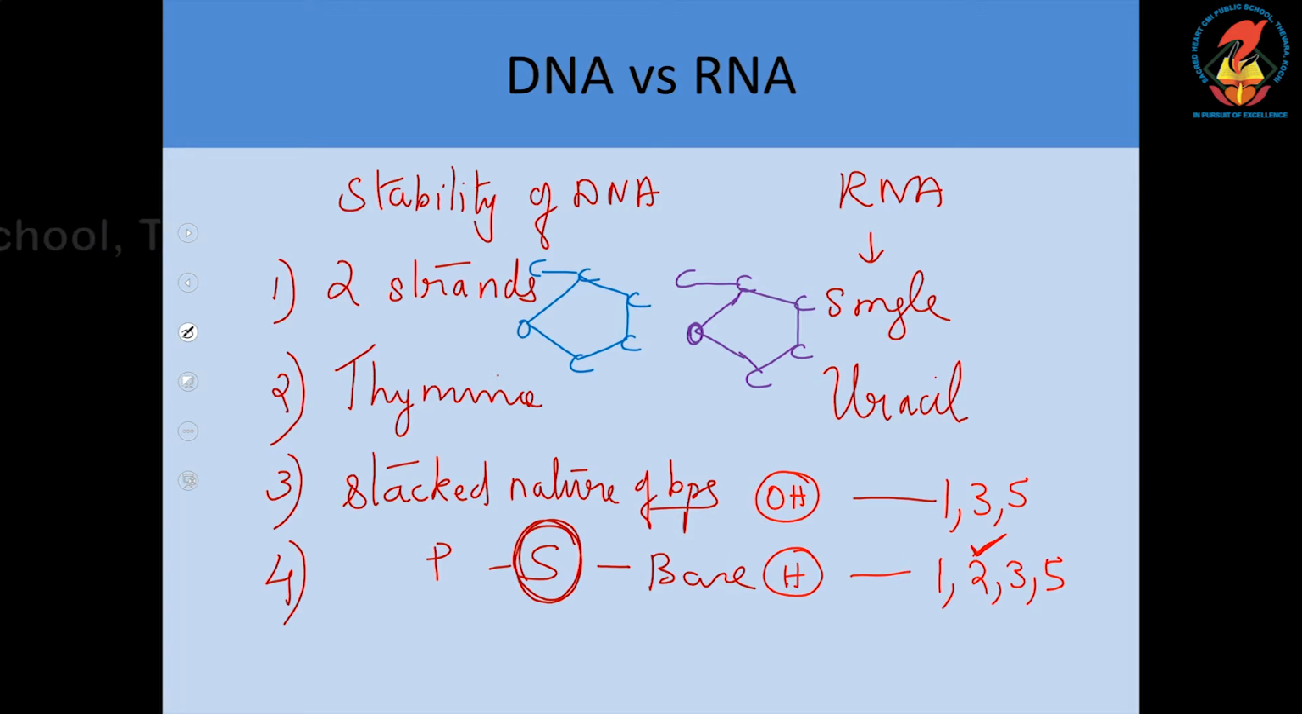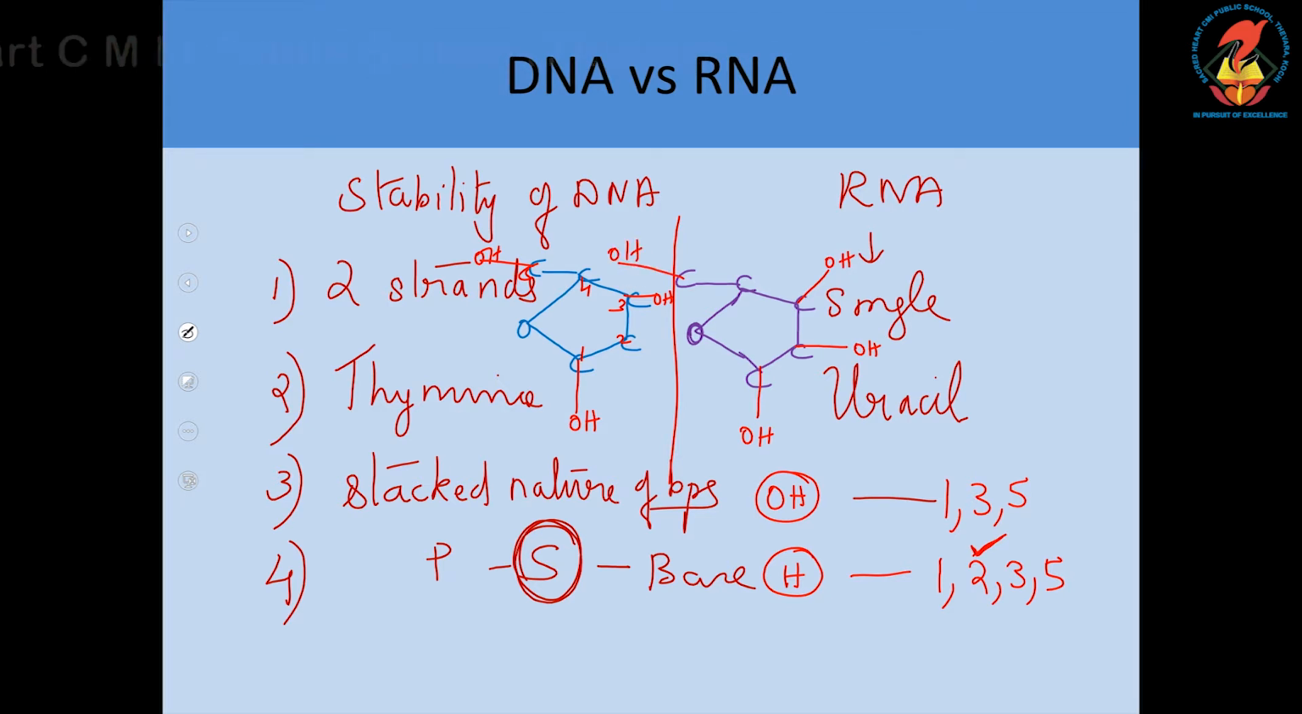So, I am going to add the hydroxyl group. This is first, second, third, fourth carbon and fifth carbon. So, here we have one hydroxyl group at 1, at 3 and at 5. Similarly, taking the ribose sugar of RNA, we have at 1, at 2, at 3 and at 5.